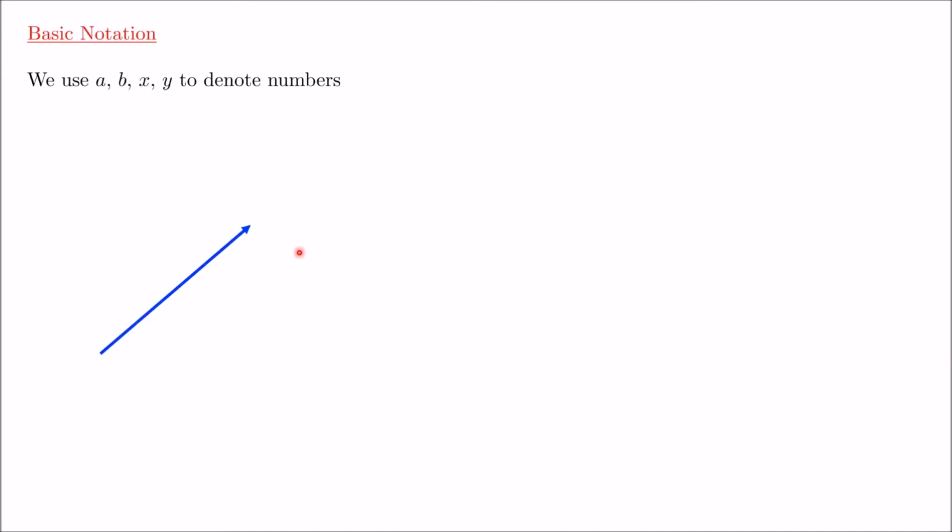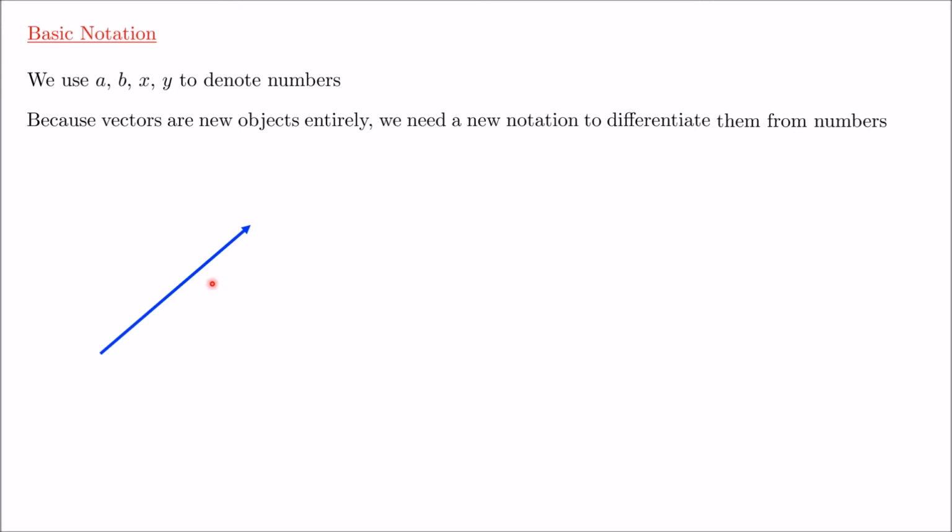Next, let's talk about some basic notation. So we typically use these pronumerals to denote regular numbers, but because vectors are new objects entirely, they're going to need a new set of notation to differentiate them away from numbers, so we don't get them mixed up with these things. So suppose we wanted to label this vector here, what we can do is write a pronumeral, but now with an arrow directly on top of it, so that it looks different to these things.